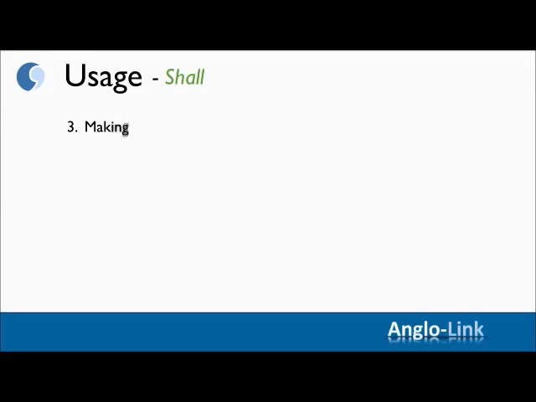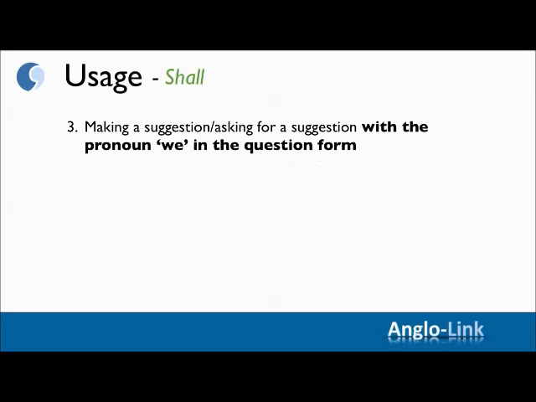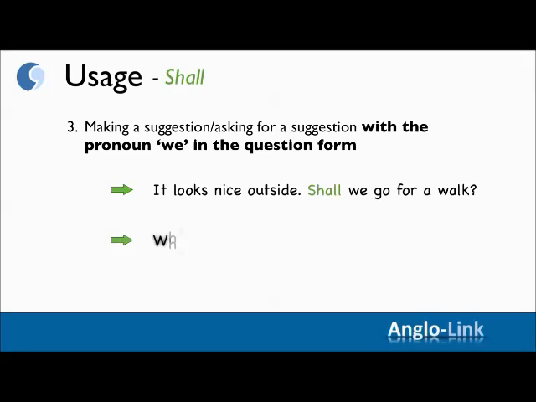Looking at the third usage of shall, it is making a suggestion or asking for a suggestion with the pronoun we in the question form. For example, it looks nice outside. Shall we go for a walk? Where shall we go for our next holiday?